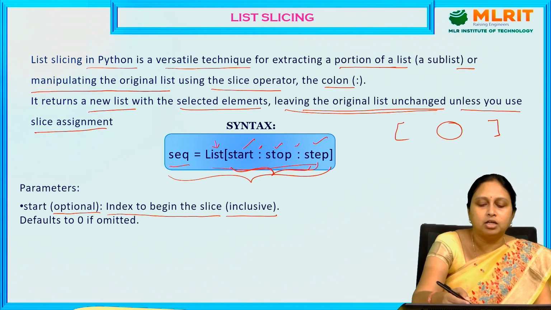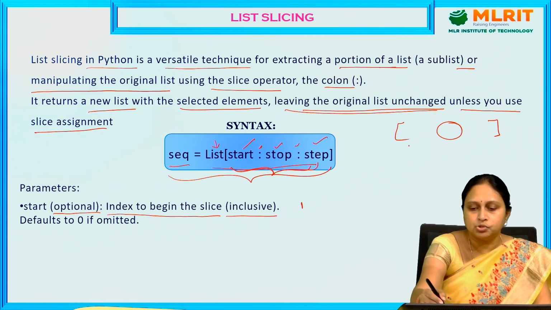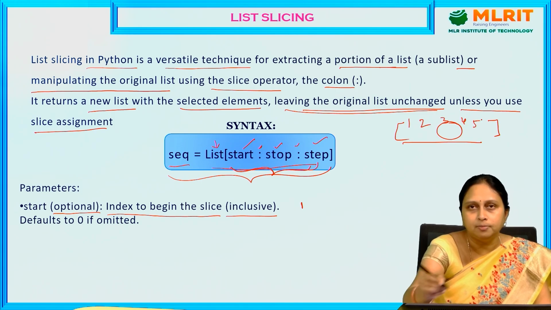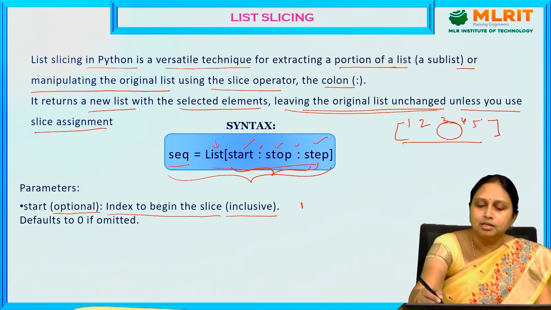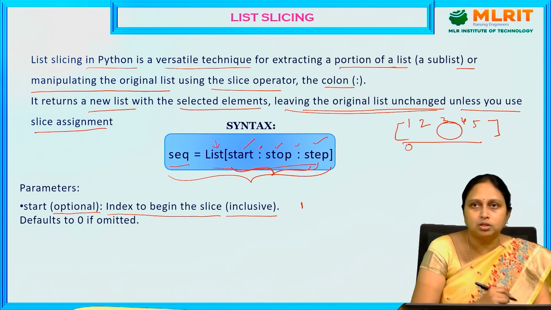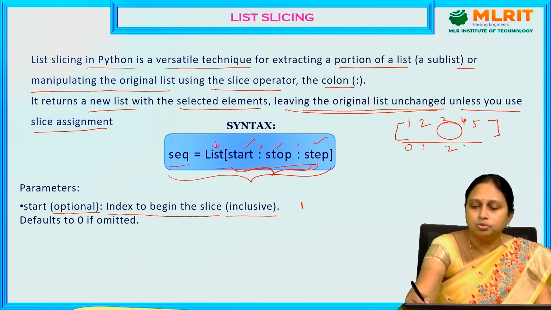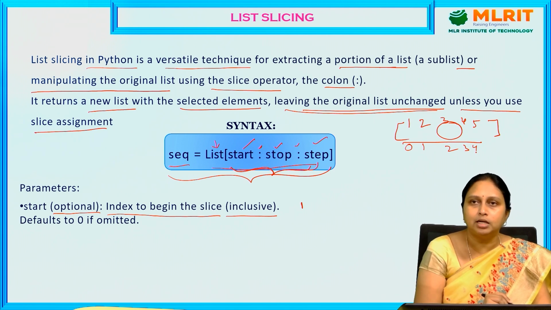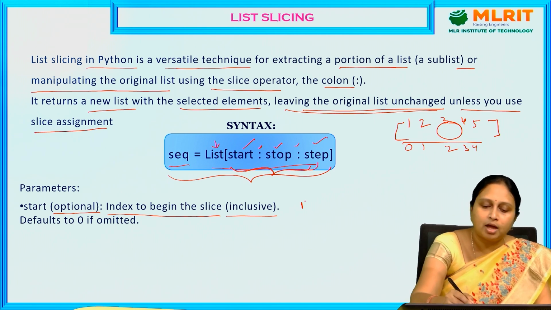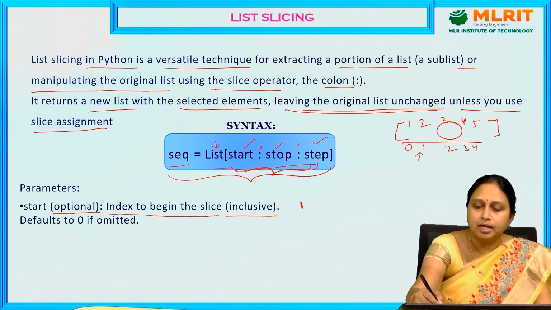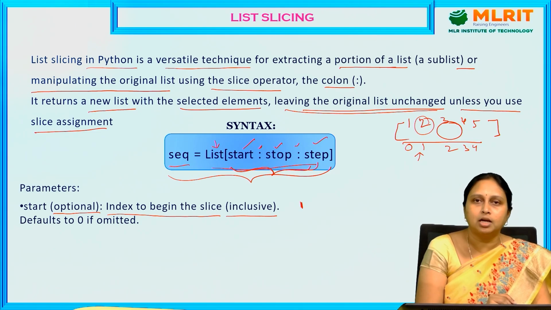Suppose I have given my start value as 1. That means in the list, suppose I have the elements 1, 2, 3, 4 and 5. The list index always starts from 0. 0, 1, 2, 3, 4. Consider these as the indexes for your list. Now, if I have given the start value as 1, it will take the index 1, and based on that you can access that particular element.